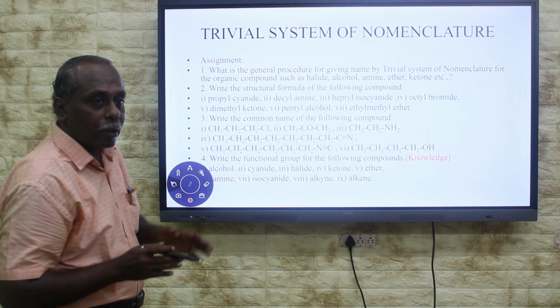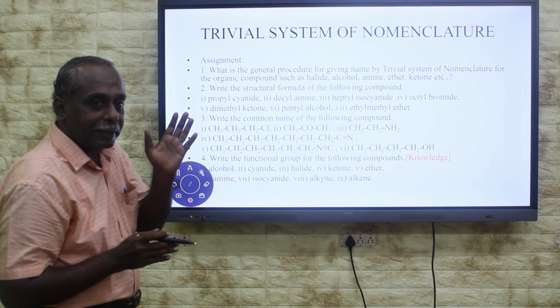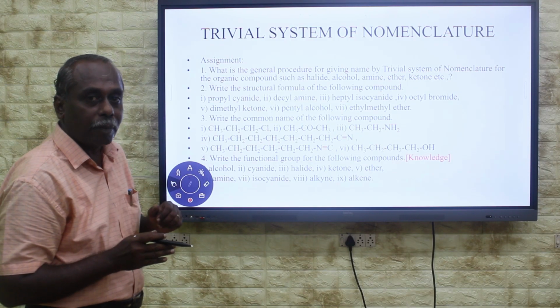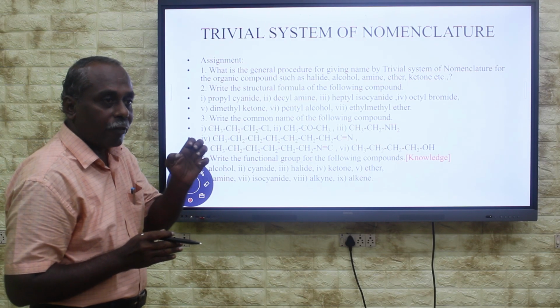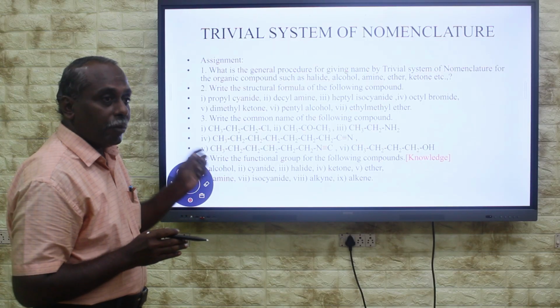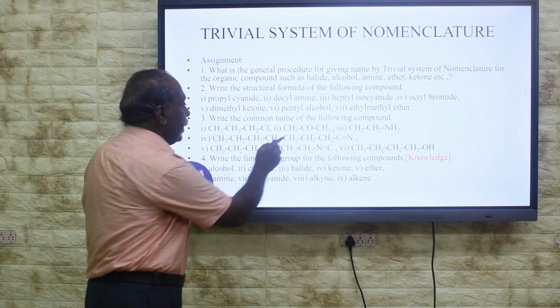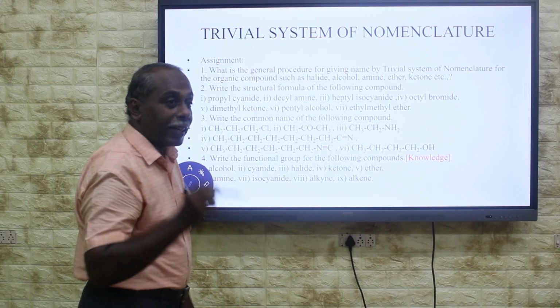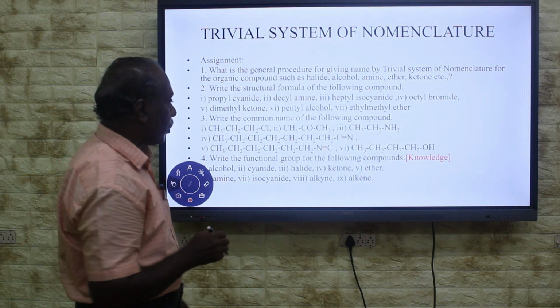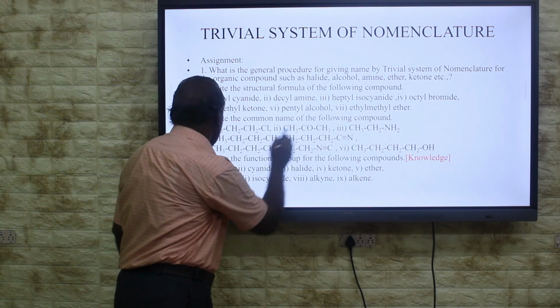You keep this general formula of alkyl in your mind. With the help of this general formula you check it. What is the name of this alkyl group? Then chloride is added. Here it is a ketone. First you recognize what functional group is present in the compound. It is a ketone.